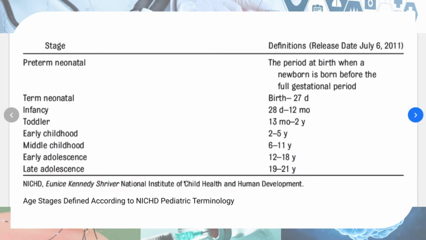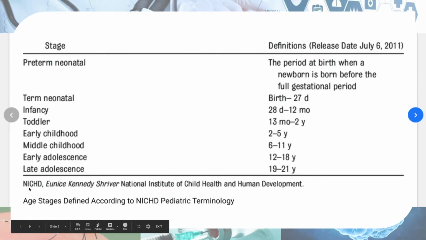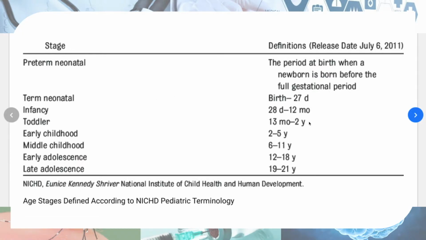The next source we'll be looking at is the second link, the NICHD, National Institute of Child Health and Human Development of Eunice Kennedy Shriver. This is an image I found on Google, so I took a screenshot of it. Over here it's the same. In terms of neonate, birth to 27 days is about 4 weeks, which is the same as 1 month. So neonate is below 1 month. Infancy is 1 month to 12 months.